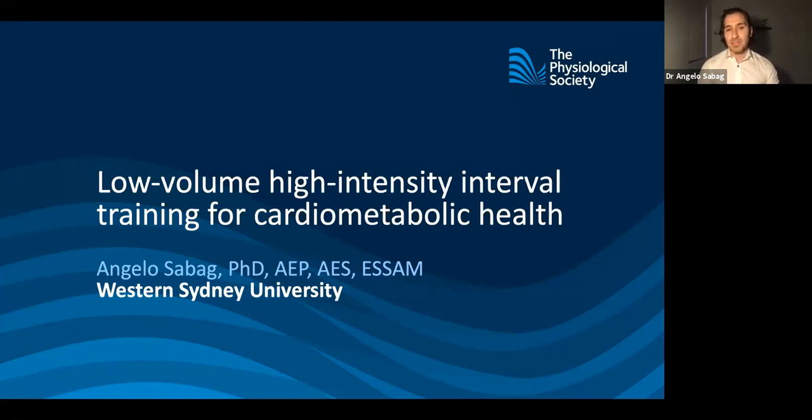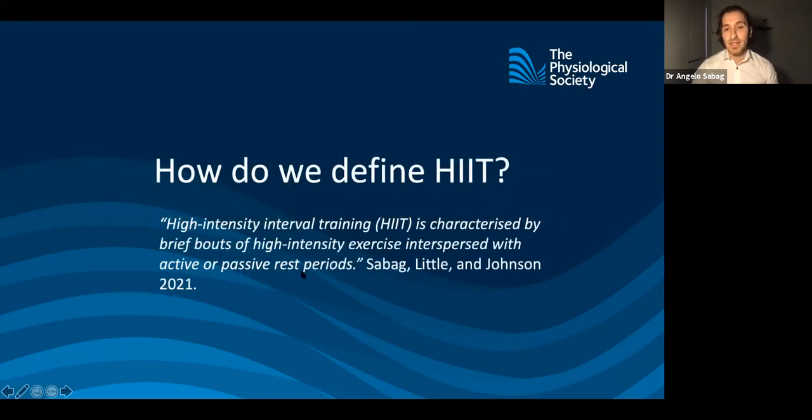So recently we published a review, rather, in the Journal of Physiology that looked at high intensity interval training of low volumes for improving cardiometabolic health. Before we get started, I think it's important to define what it is that we mean by high intensity interval training. In the study, we defined high intensity interval training as brief bouts of high intensity exercise, which is interspersed with active or passive rest periods.